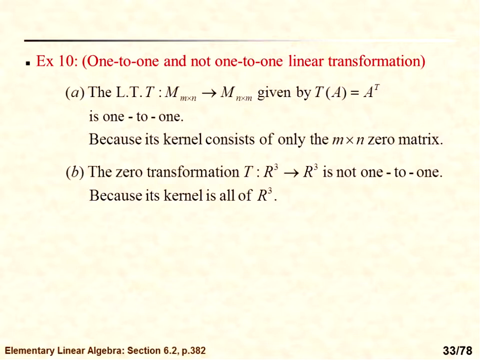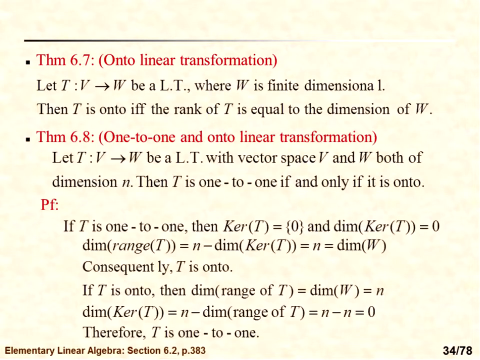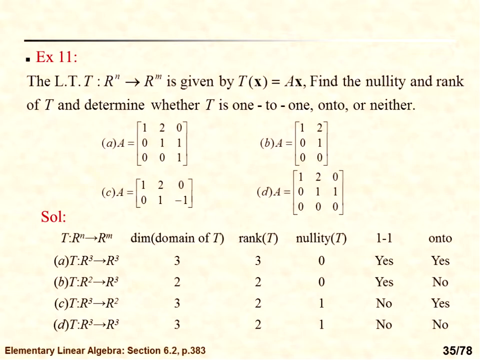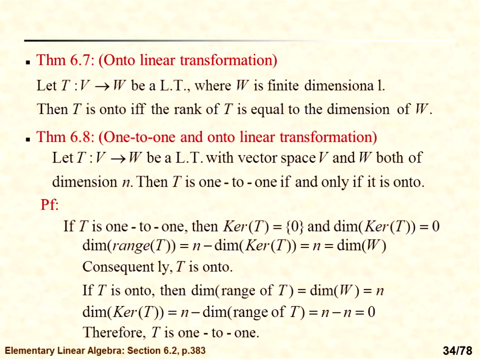There are some questions on one-to-one and not one-to-one linear transformations. A linear transformation from M to M given by T(A) = A^T is one-to-one because its kernel consists only of zero. The zero transformation is not one-to-one because of its kernel. So there are some definitions.